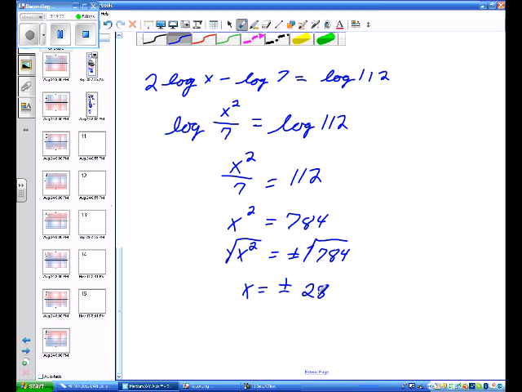Now, one thing we haven't been actually looking at, because we weren't given logs to begin with, but back when we first looked at our property for logs, we said that x had to be a positive number. We can only take logs of positive numbers. We can't take logs of negative numbers. So if we were substituting these back in, the positive 28 would be fine, but the negative 28 would not be fine. So we're going to have to eliminate it. So our only answer is x equals positive 28.